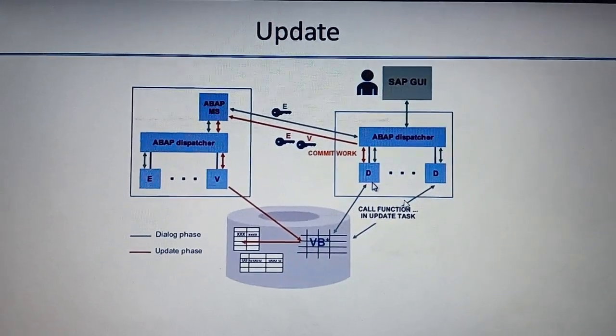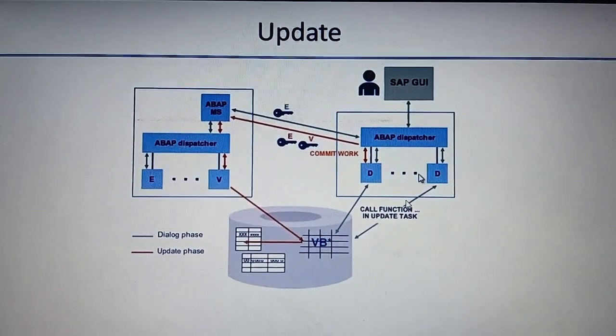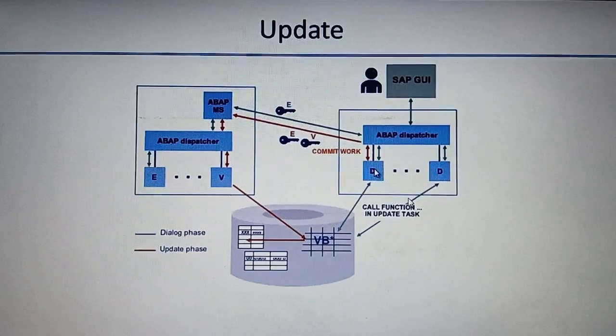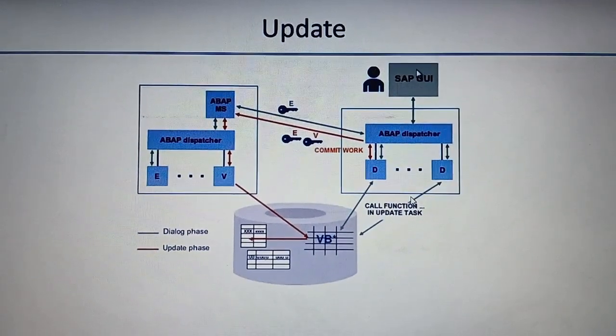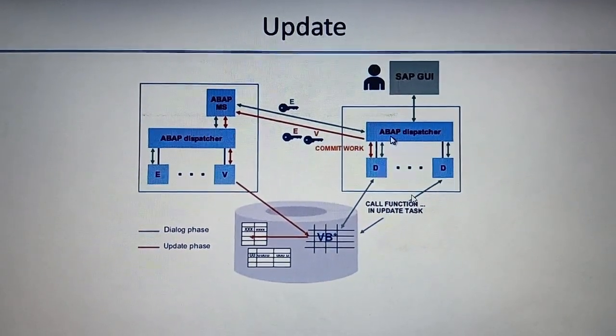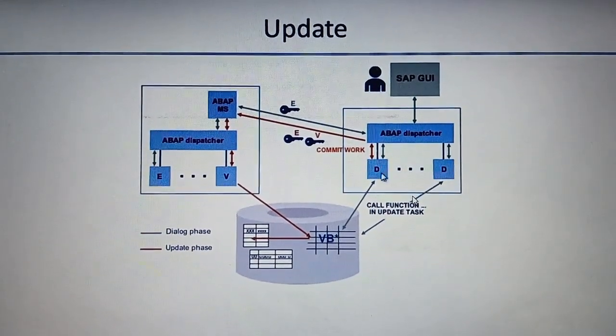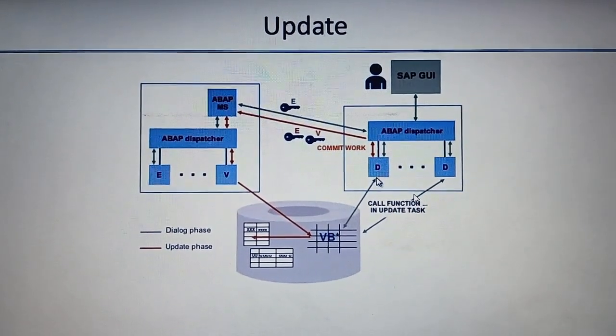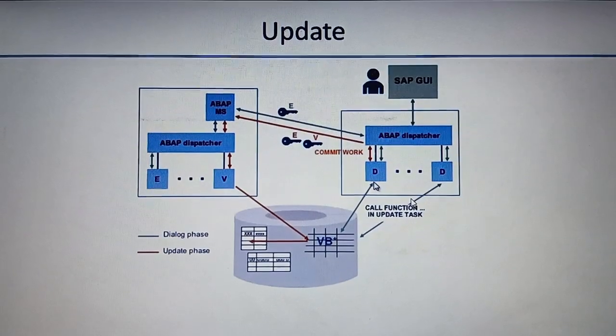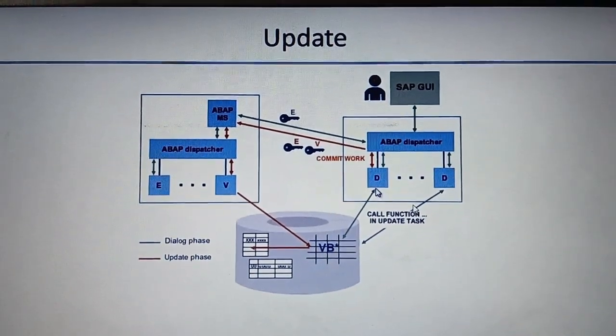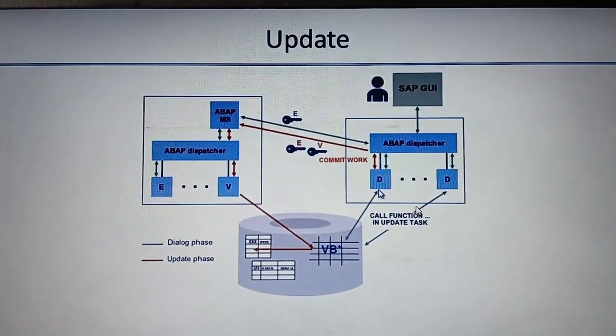Let's say, for example, we want to update a record from this specific application server, from the dialog instance. So the SAP GUI user will log into the ABAP dispatcher. The dispatcher will go to a dialog work process, which will request the update. Before updating, we need to go to the edit mode, so we need to change something. Even if you are inserting, that particular record needs to be locked.